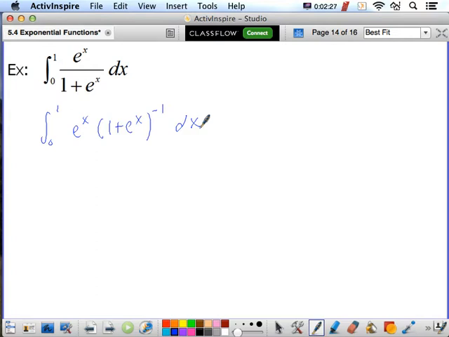Can I distribute it? No. Why? Because it's a negative 1 power. Because it has a power on the outside other than 1. So you're not allowed to distribute. So our hope is that we are able to give away the derivative of the inside. What is the derivative of the inside? Well, that's perfect. It's like a perfect trade. I will keep the 1 plus e to the x to the negative 1 power. I will give away the e to the x as the du, right?